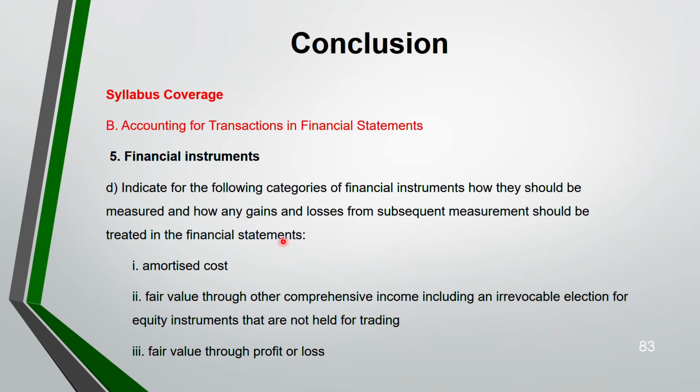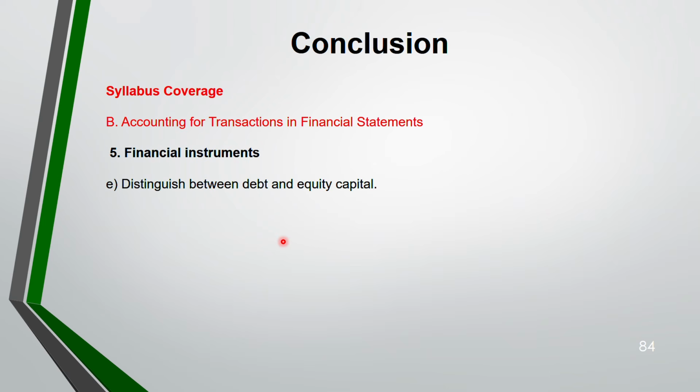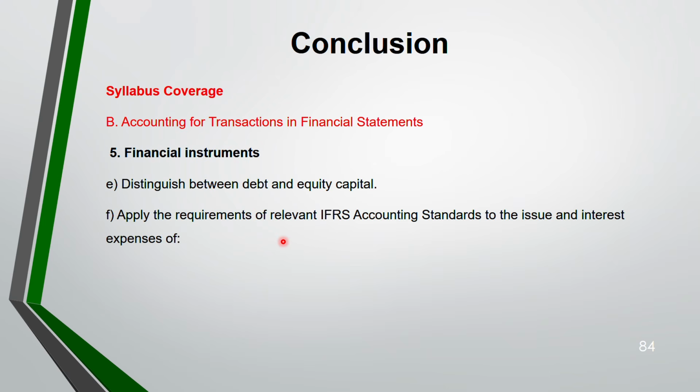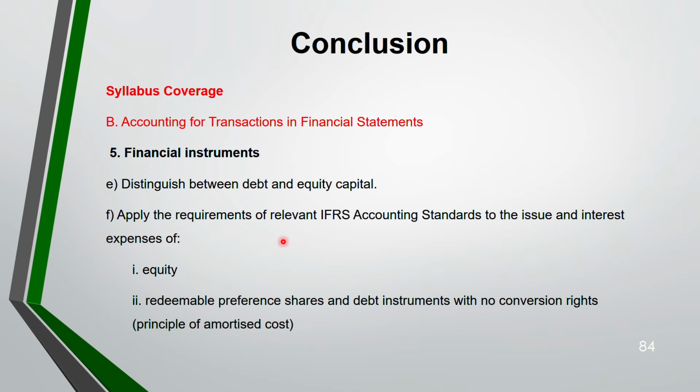Okay, for equity investments, instruments that are not held for trading, you can make an election for them to be held through OCI. Now, you have to distinguish between debt and equity capital. Apply the relevant IFRS standard to the interest expense of equity, redeemable preference shares, debt instruments with no conversion right, and convertible debt.